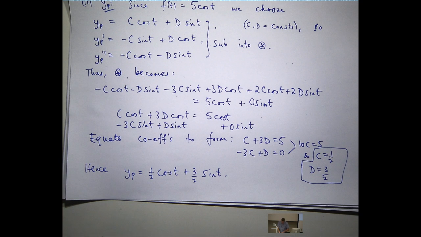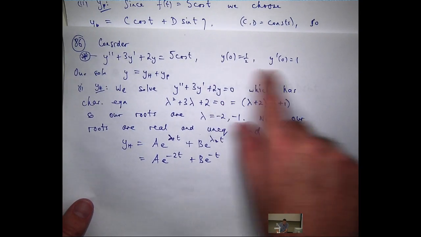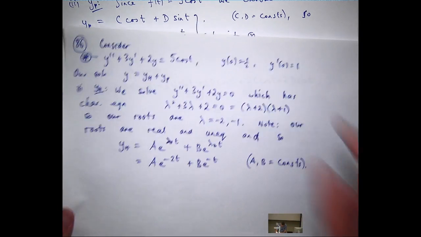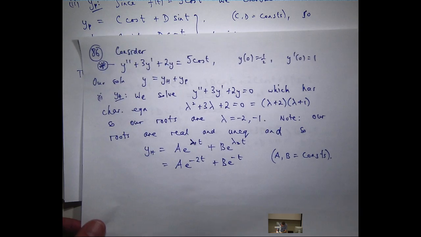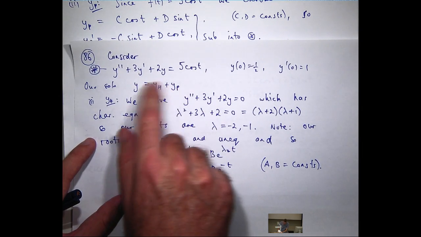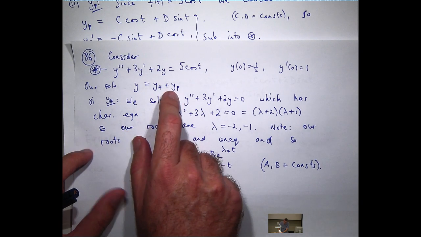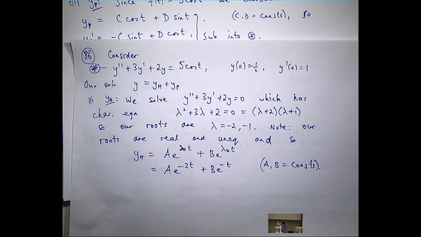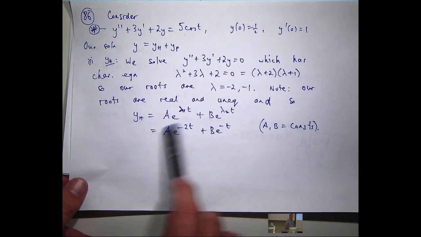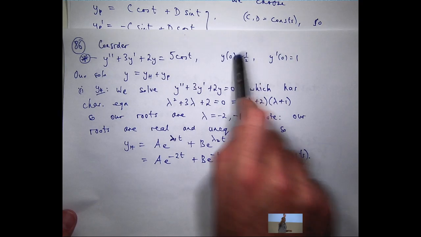Okay, looking good. What else do we need to do though? I haven't used the initial conditions yet. So what I'm going to do is form my general solution, add the two things I just calculated, y sub h and y sub p, and then calculate the constants in this part of the solution by using the initial conditions, okay?